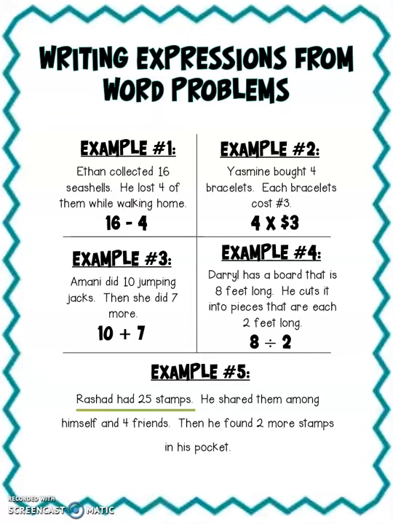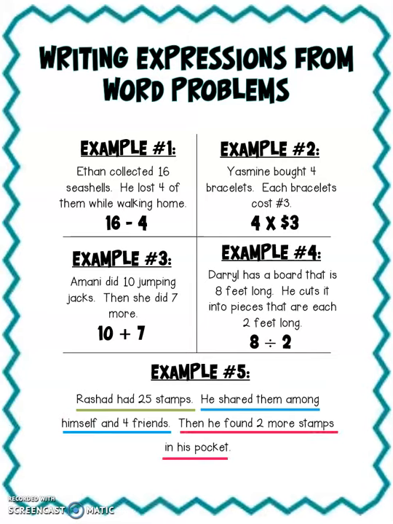That's going to be important, but I don't have enough information to use that number yet. So I'm keeping it in the back of my mind until I go to the second sentence. The second sentence reads, he shared them among himself and 4 friends. Well, the first thing that's important to recognize is that himself and 4 friends means there were 5 total people. So I know the first thing Rashad did was he took those 25 stamps and shared them with 5 people.